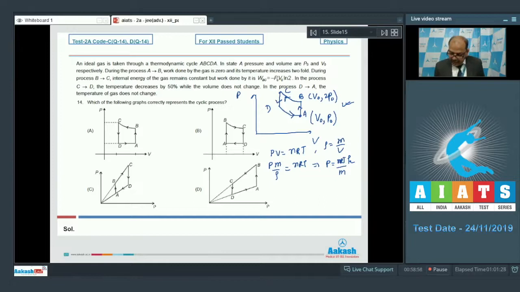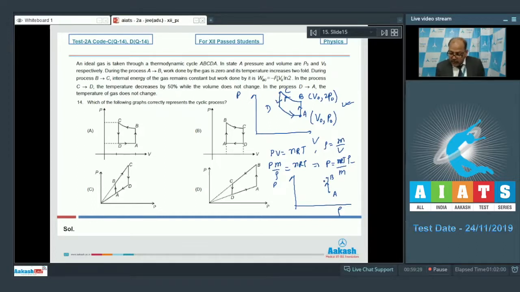So for the process AB, volume is constant. If volume is constant, density will also be constant, and pressure is increasing. So if I draw a graph, pressure versus density, let's say we start from A here. The density is not changing, pressure is increasing, so it will go something like this. Let's say we come to point B.